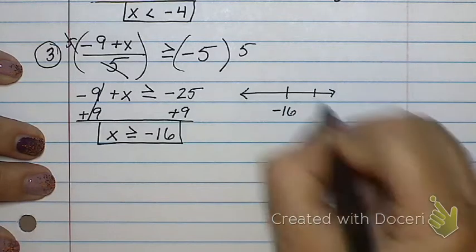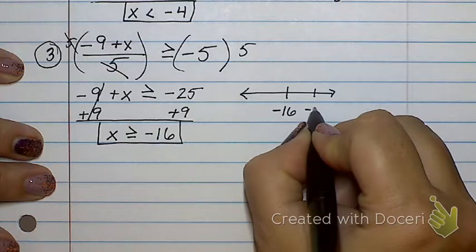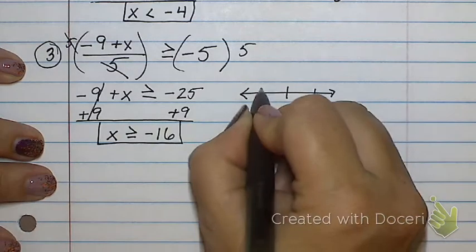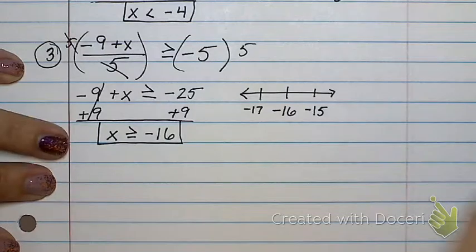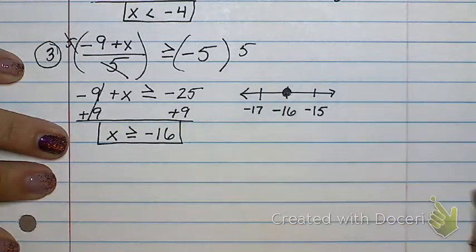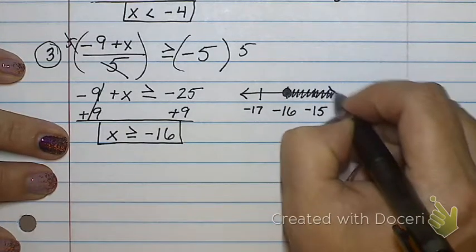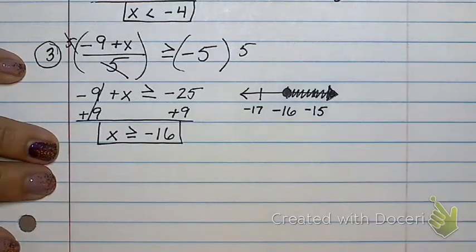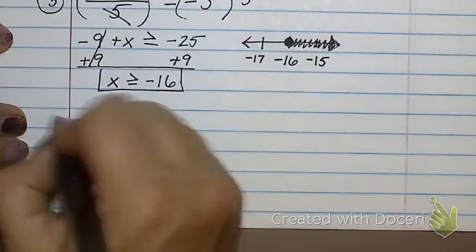What number would be directly to the right? Negative 15, and directly to the left? Negative 17. Open or close circle on negative 16? And then what direction am I going to shade? Greater than or equal to would be to the right. All right, you try this one.